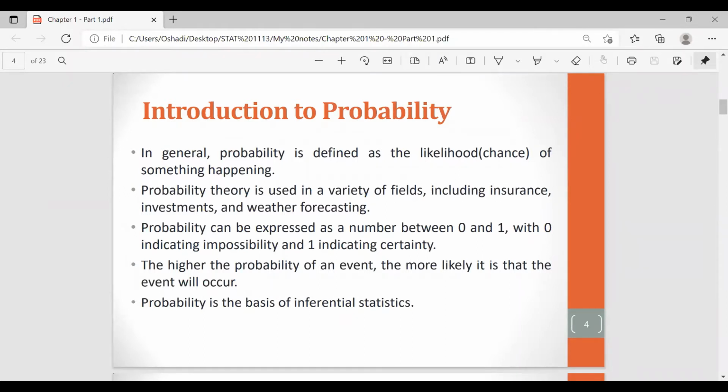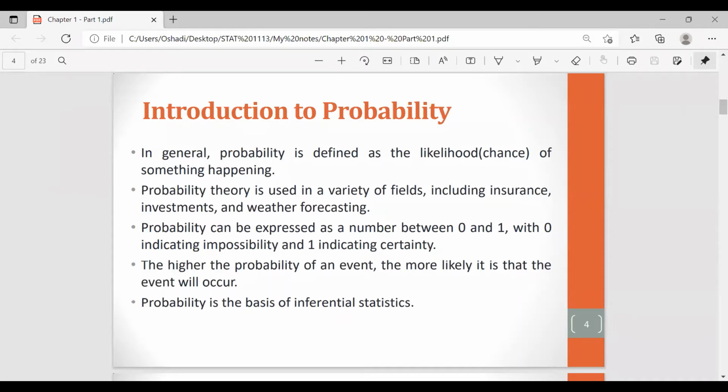So what is probability? In general, probability is defined as the likelihood or the chance of something happening, right? And we are using probability theory in a variety of fields, like sports, insurance, investments, weather forecasting, and also in our day-to-day life, without knowing the word probability, right? So here in this slide, I'm going to teach you the general concept of probability.